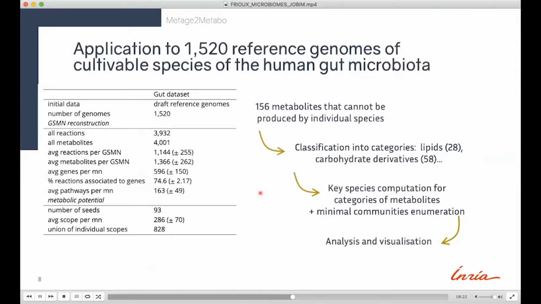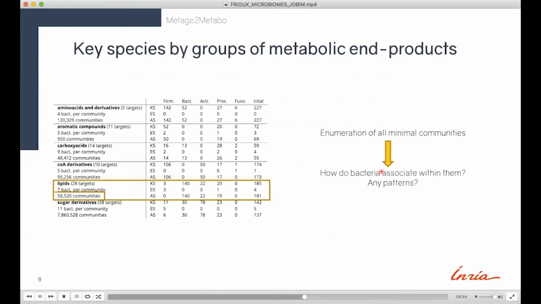We applied our pipeline to a collection of 1,500 reference genomes from cultivable species of the human gut microbiota. We built metabolic networks for each of them and looked at metabolites that could only be producible through cross-feeding. We classified these 156 metabolites into 6 categories: lipids, sugar derivatives, etc. And we made them metabolic objectives for minimal community selection. For each group, we computed the key species among the initial 1,500 species, but we also enumerated all equivalent minimal communities to evaluate the combinatorics of the problem.